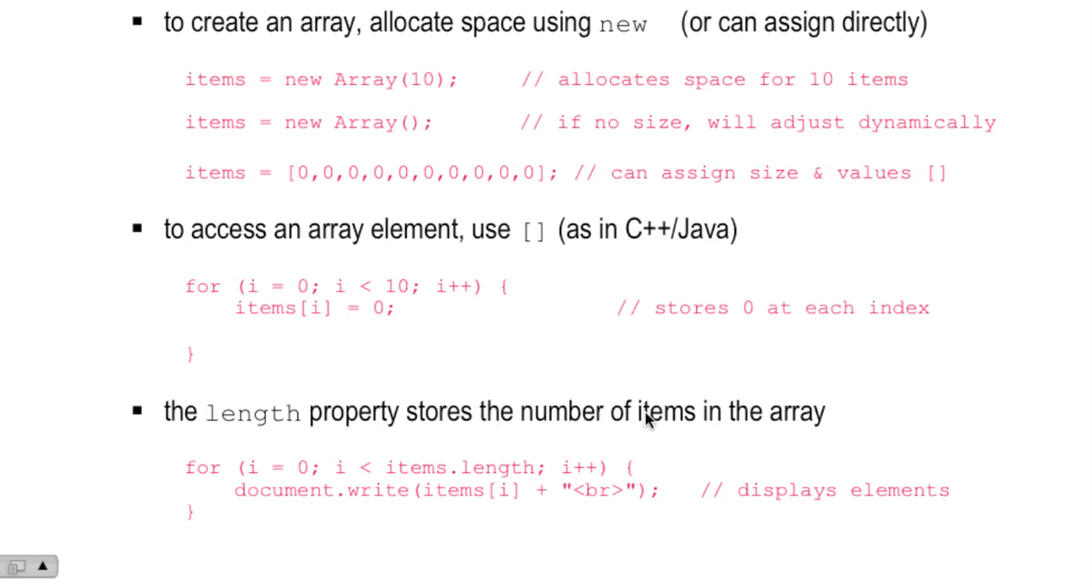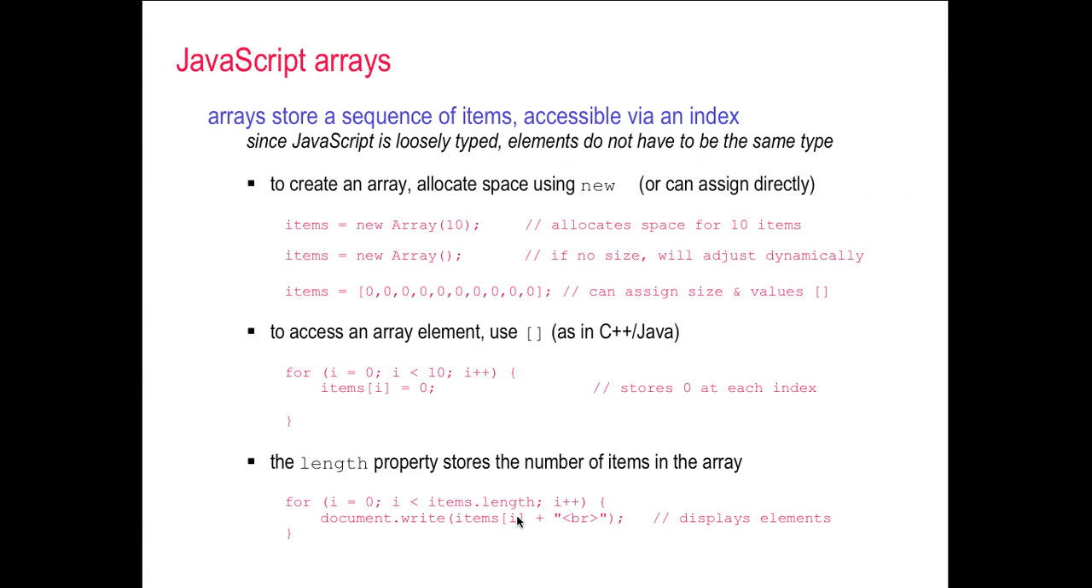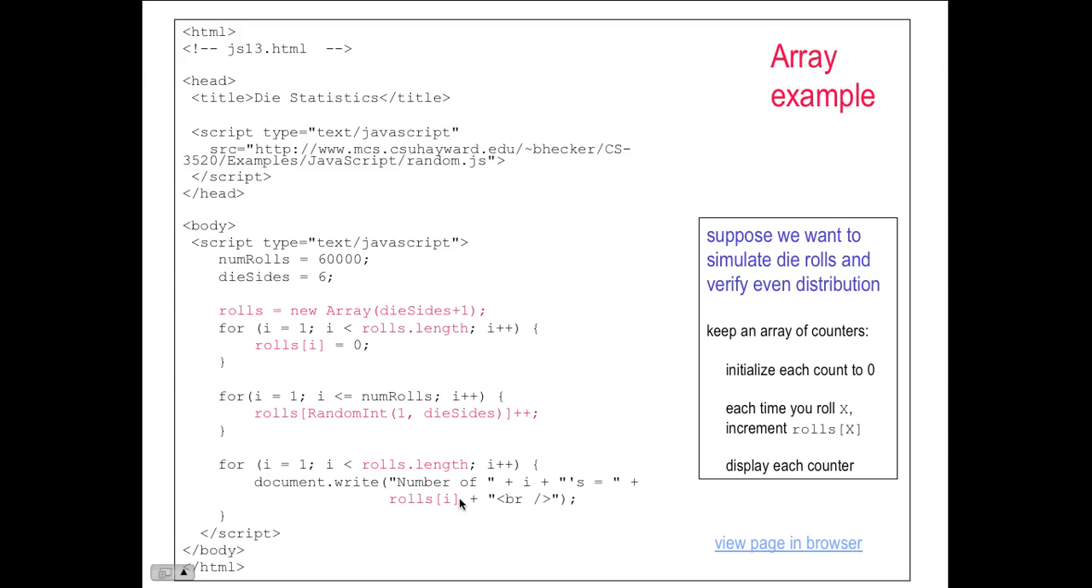So the length property stores the number of items in the array. So we can go here, items.length, and it's going to return the length. Items[i] is going to return item 0, 1, 2, 3, 4, 5, 6, 7, 8, 9 to display the items. So for the GPA program, you might want to use an array if you want to. You can. We'll look at that program in a few minutes.